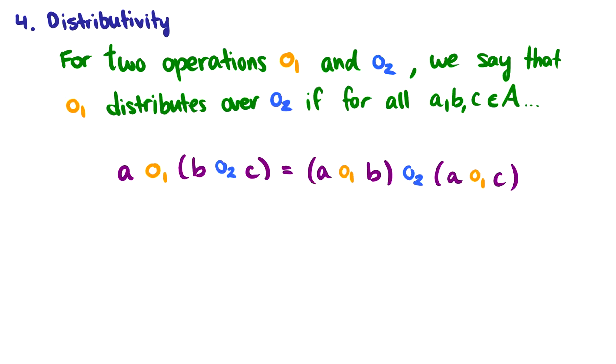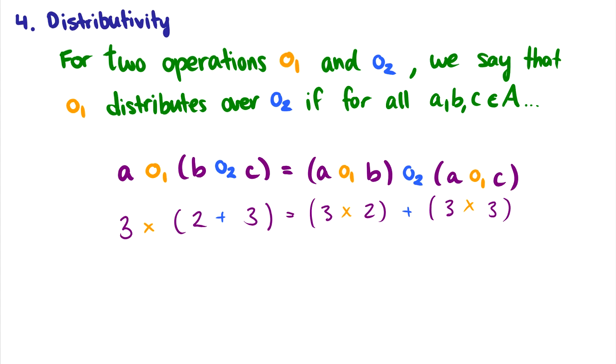The fourth one is distributivity, but this requires 2 operations. For 2 operations, circle 1 and circle 2, we say that operation 1 distributes over operation 2 if for every a, b, c, a operation 1 (b operation 2 c) gives us (a operation 1 b) operation 2 (a operation 1 c). And this is a bunch of garbled nonsense if I just show you these operations, so let's give you a nice concrete example. Let's say I have 3, and I want to multiply that by (2 plus 3). What I'm saying here is that would be equivalent to 3 times 2 plus 3 times 3.